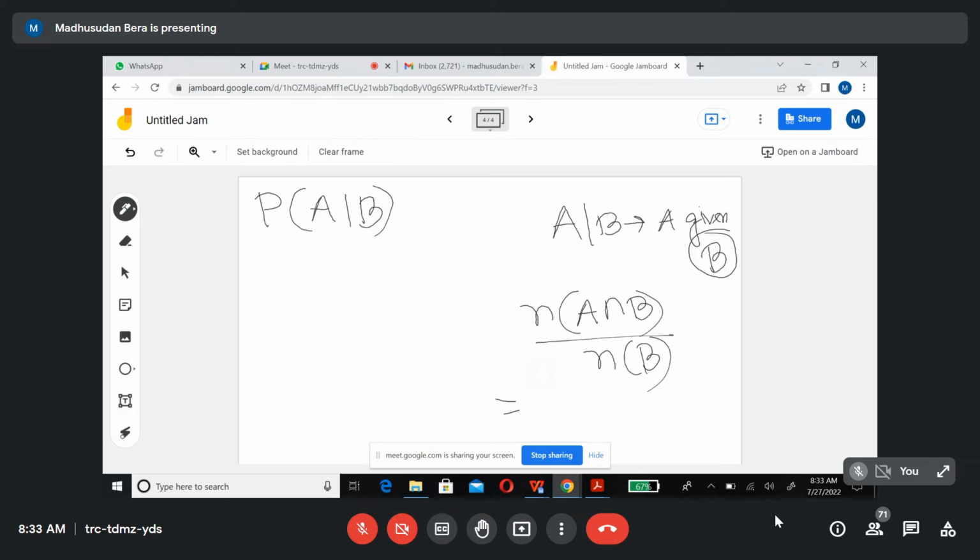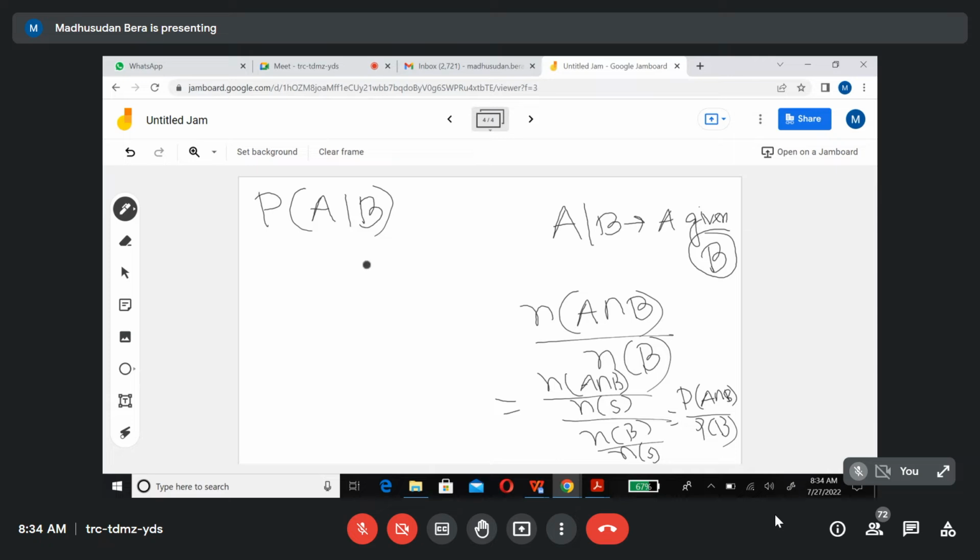Now divide the numerator and denominator by n of S: n of A intersection B divided by n of S, over n of B divided by n of S, which is nothing but P of A intersection B divided by P of B. Since P of B is in the denominator, P of B must be non-zero. A given B means the event B has already occurred, then we find the probability of A. B is given, not A.